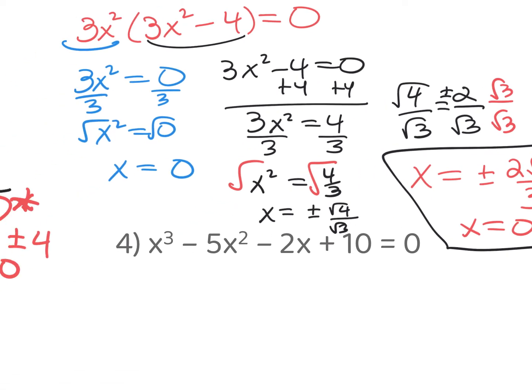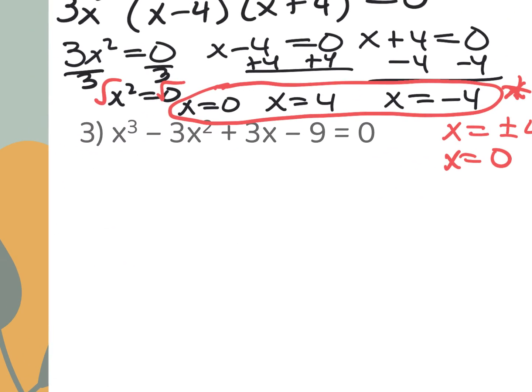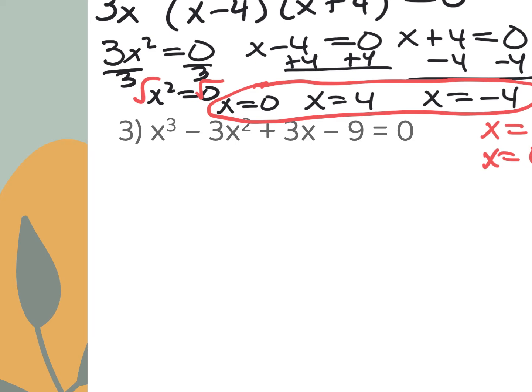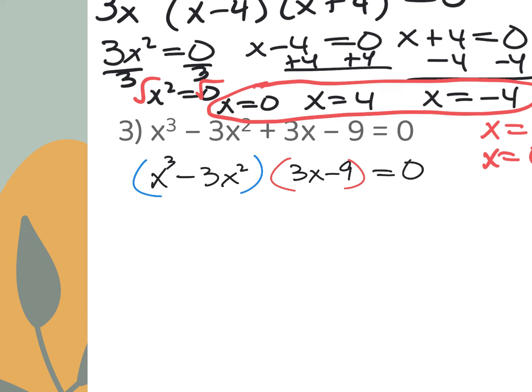Let's try number 3. This one I'm going to factor by grouping. It's a 4-term polynomial. Always, always, always look for a GCF first. And then as soon as you see 4 terms, think grouping. So I'm going to make 2 groups. I'm going to have x cubed minus 3x squared as my first group, and then my second group, 3x minus 9. And then this is all equal to 0. So the GCF of the blue is x squared.